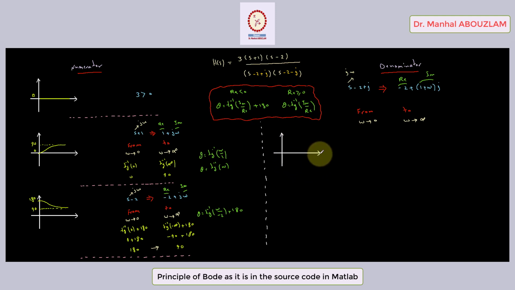Now how to plot it by hand? Look at that. For the frequency from 0 to infinity, the real part is always negative, so the phase is equal to the inverse tangent of w plus 1 over minus 2 plus 180. So for the frequency from 0 to infinity, the phase varies from about 153.4 to 90, okay?